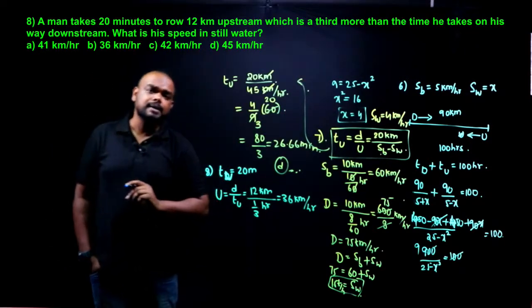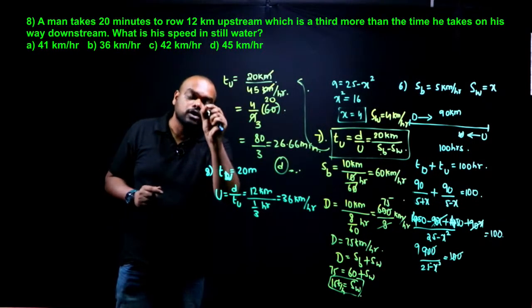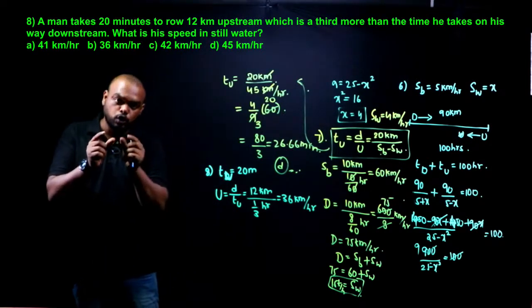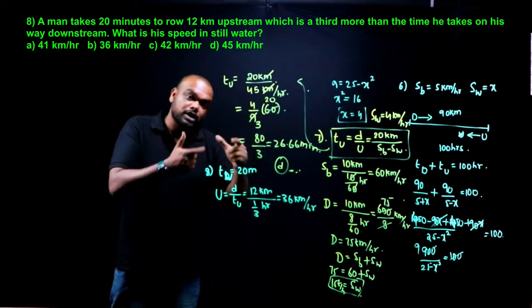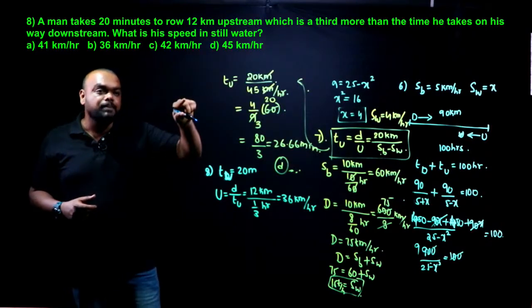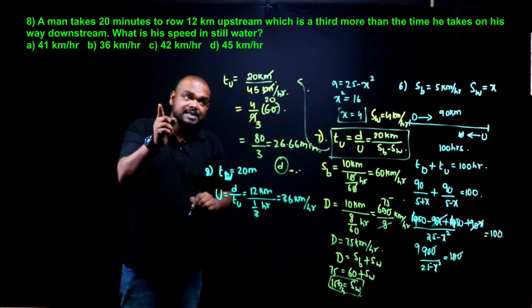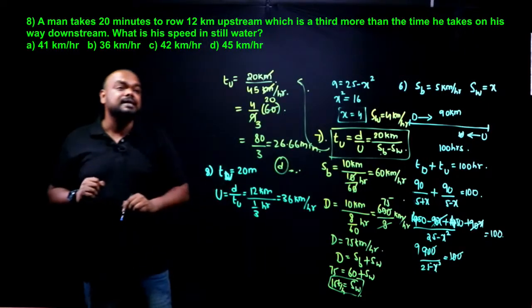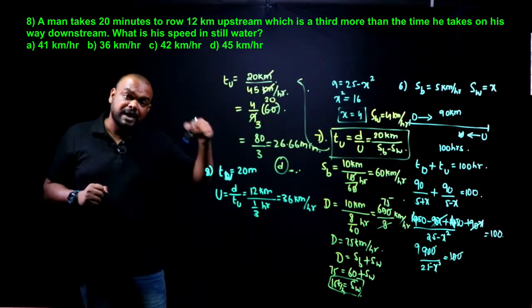Now look at the other data clearly. He is merging the data completely and trying to confuse you here. But you have to open every single datum given individually. That's when you can understand the question. Look at the first point: a man takes 20 minutes to row 12 kilometers upstream, which is a third more than the time he took on his way downstream.